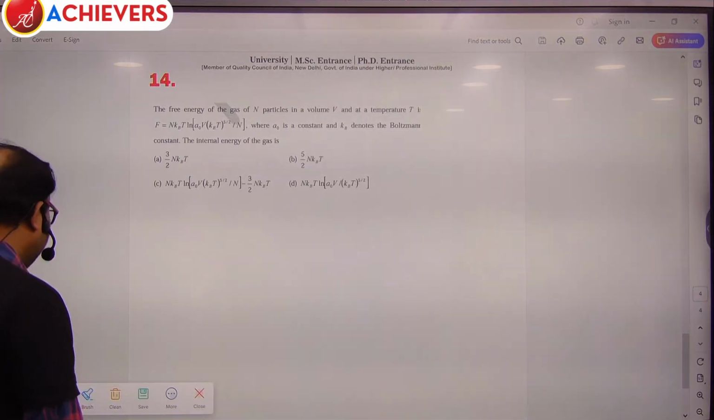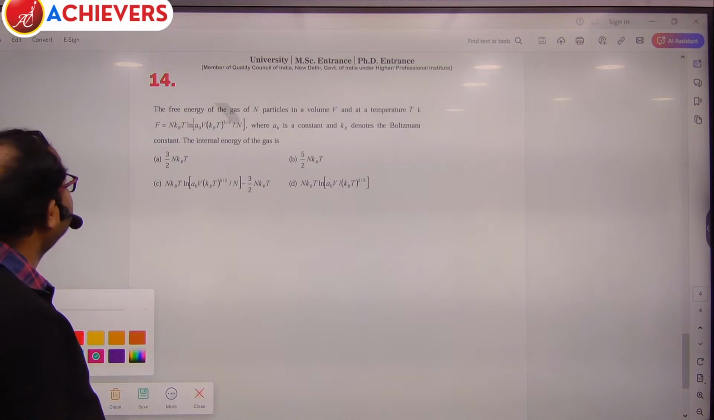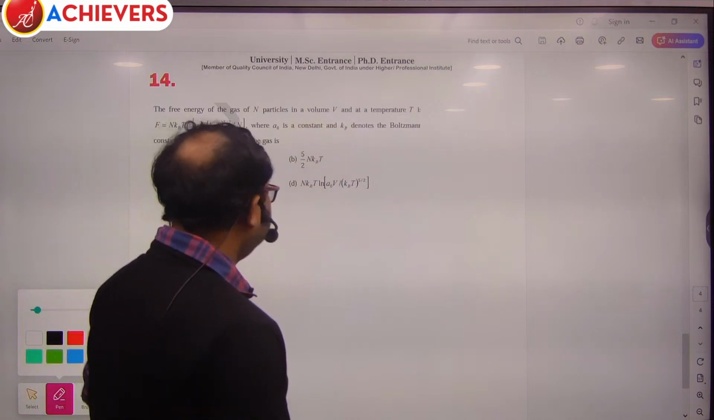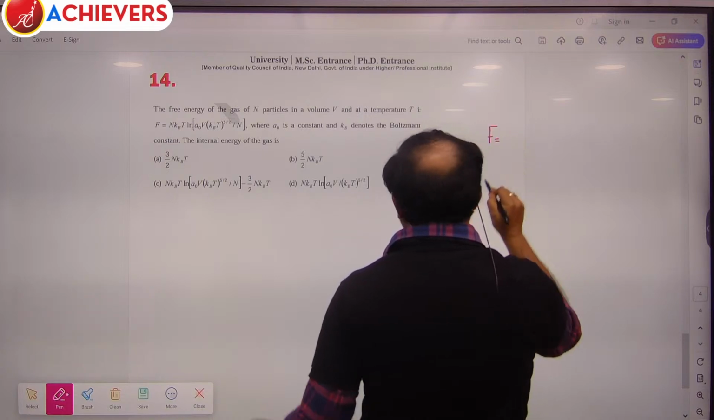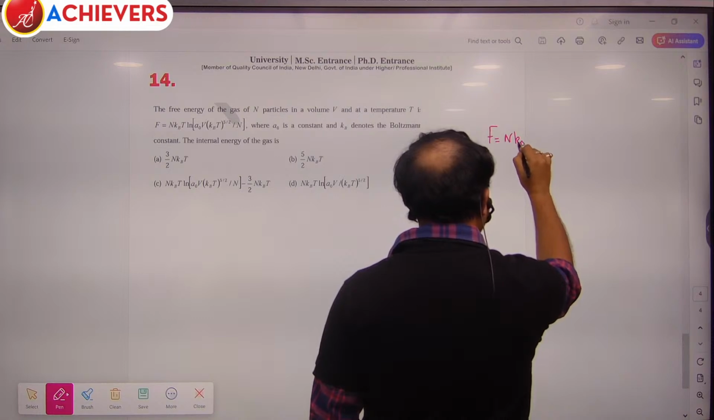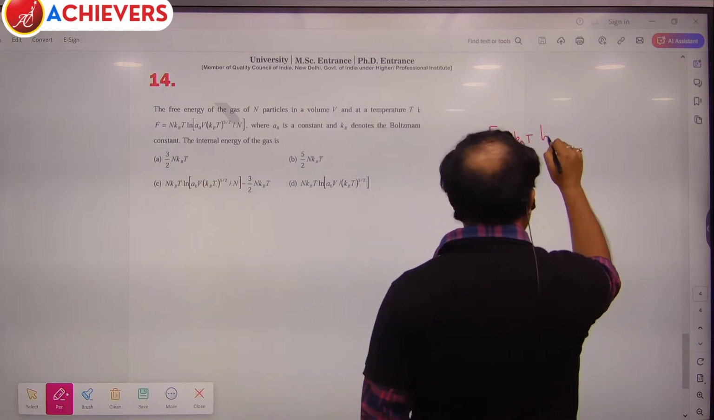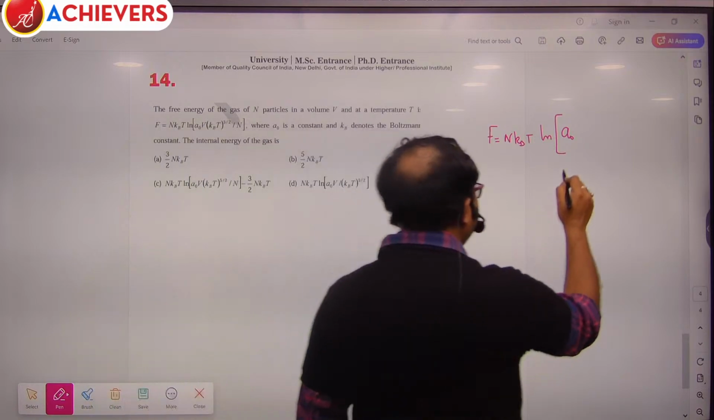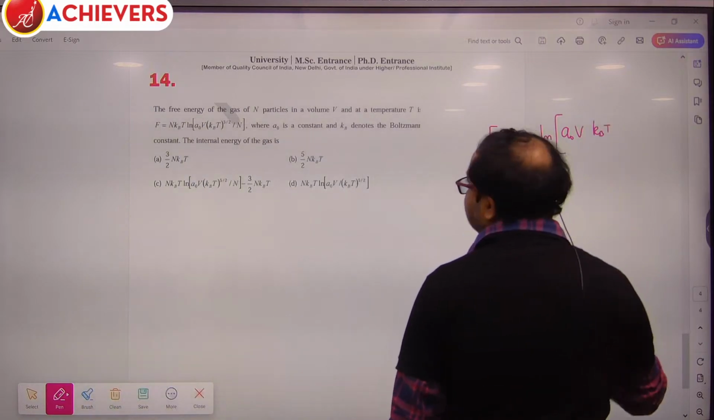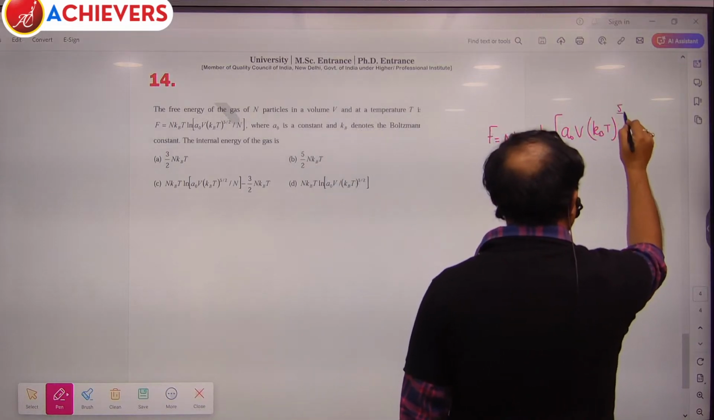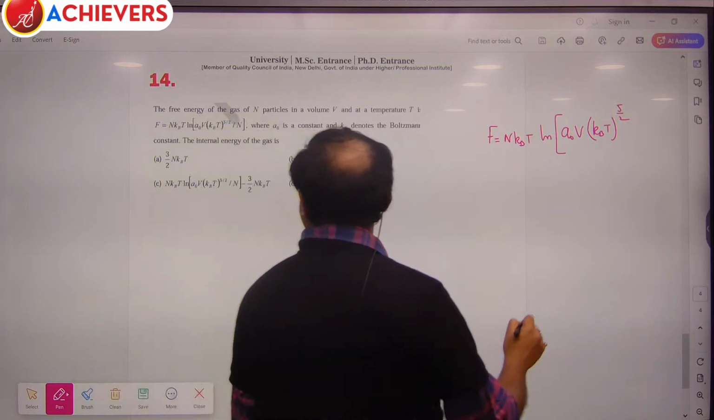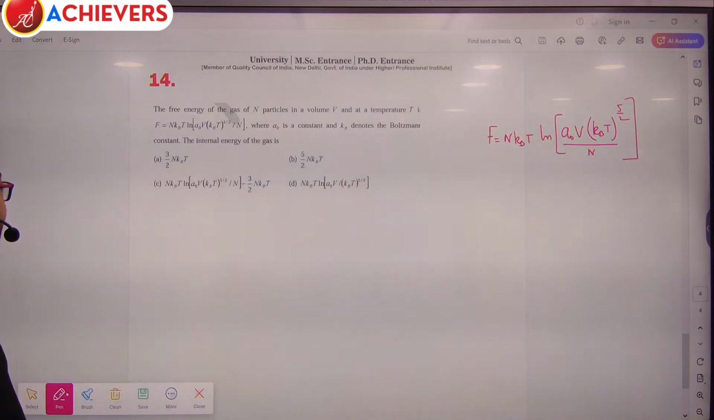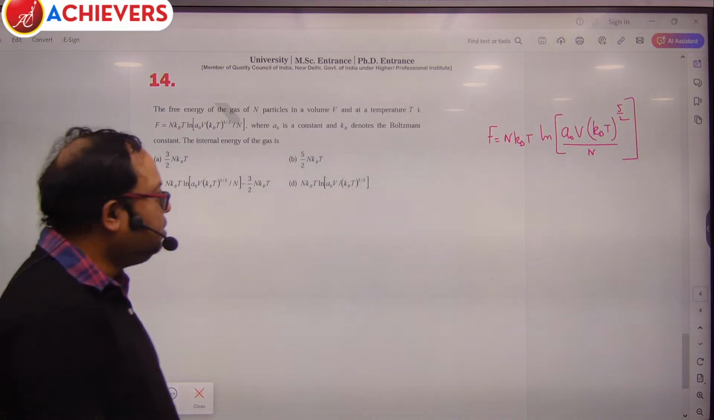This is also a very interesting question. You see, the free energy of N particles in a volume V and temperature T is F equal to N kBT ln of (N naught V over (kBT) to the power 5 by 2) divided by N. So this is the form given.